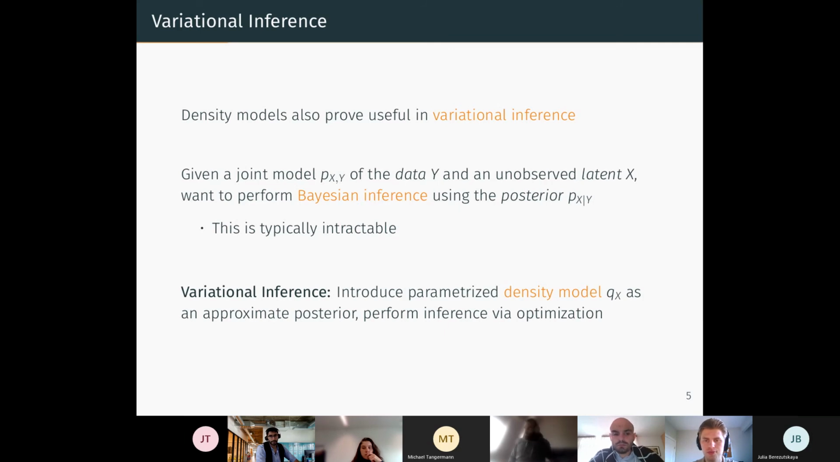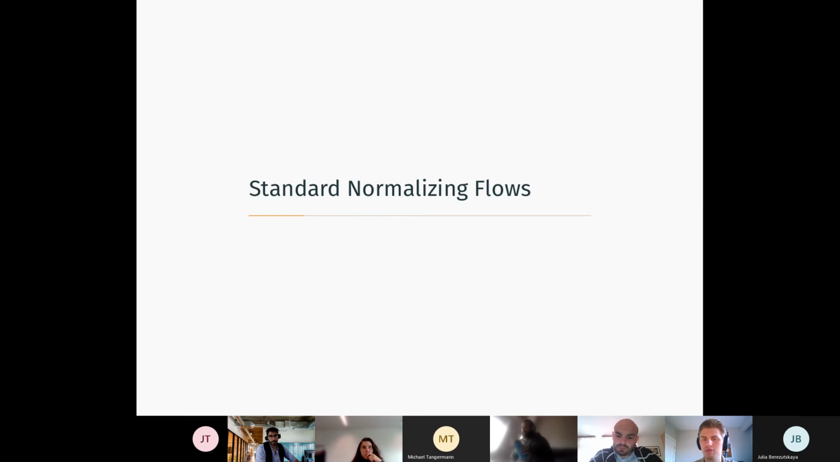Cool. Are there any questions on that? Okay, I'll proceed. So now let's think about standard normalizing flows. I'll describe them and then talk about some pathologies.